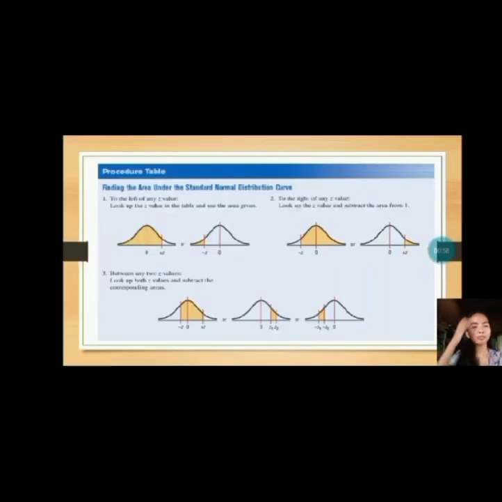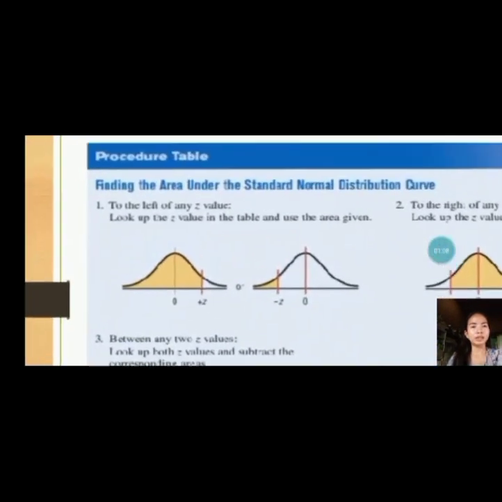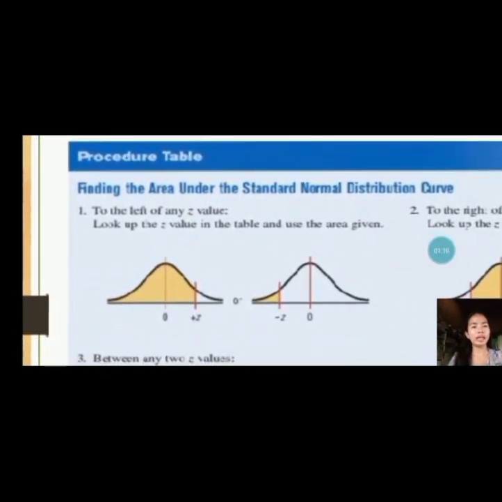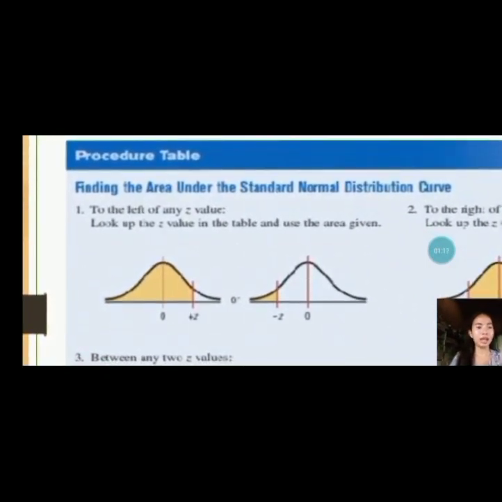Next, the procedure table for finding the area under the standard normal distribution curve. The first one is to the left of any z value. Look up the z value in the table and use the area given.